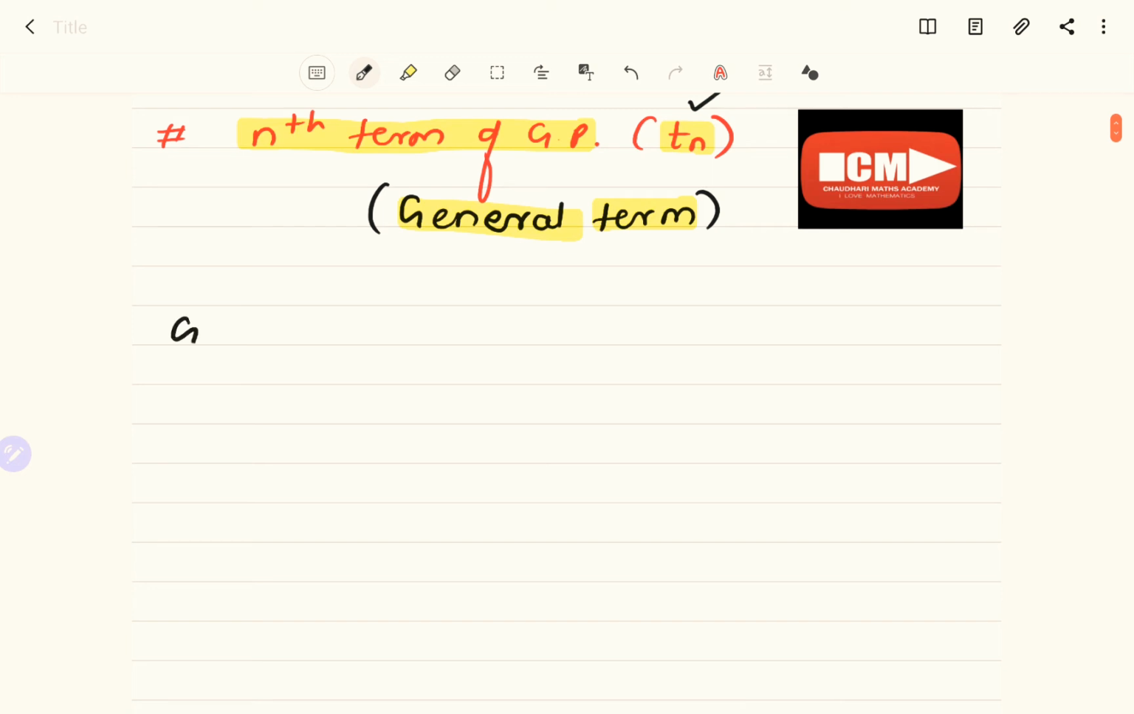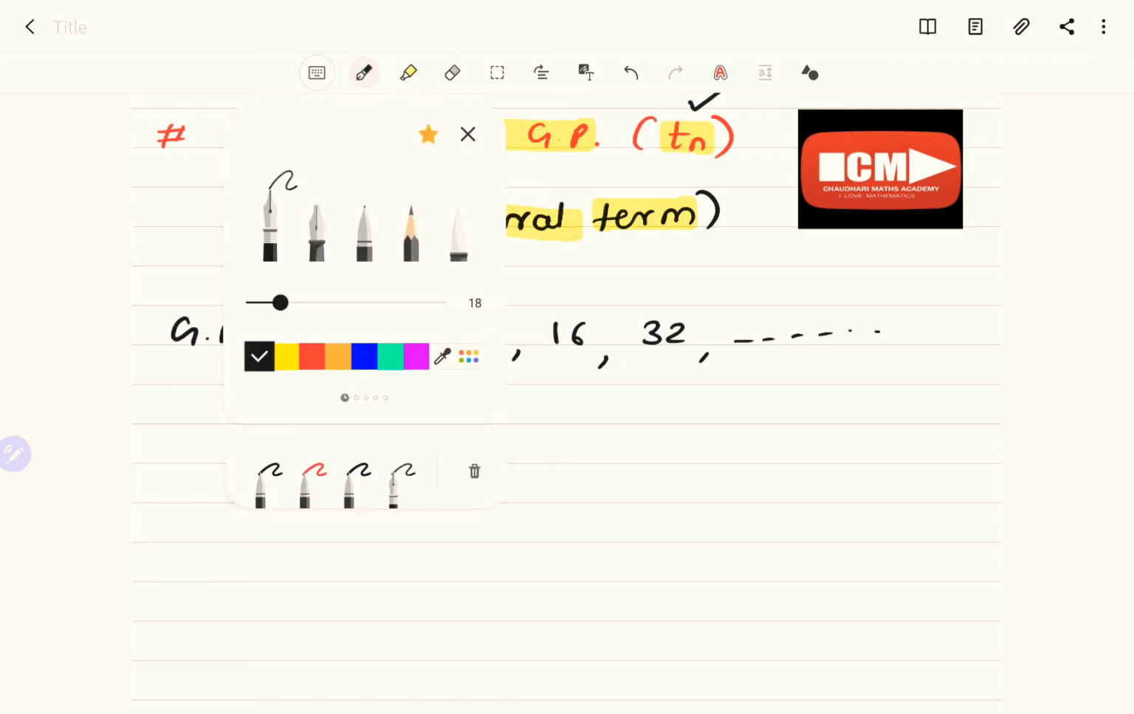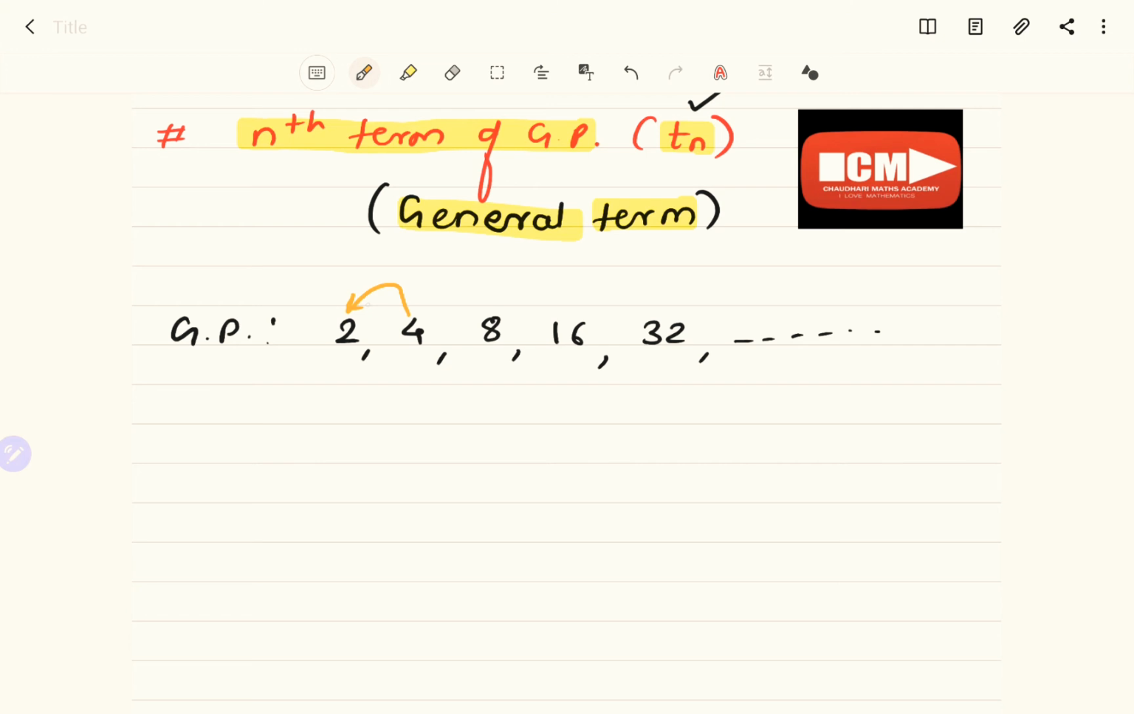Here I am considering a sequence in GP. Let's say it's 2, 4, then 8, then 16, then 32, and so on. So this is the sequence. And if you observe, friends, if you take the ratio of two successive terms, 4 divided by 2, this ratio is 2. 8 divided by 4, ratio is 2. 16 divided by 8, ratio is 2. 32 divided by 16, ratio is 2. So this clearly indicates this sequence is in geometric progression.